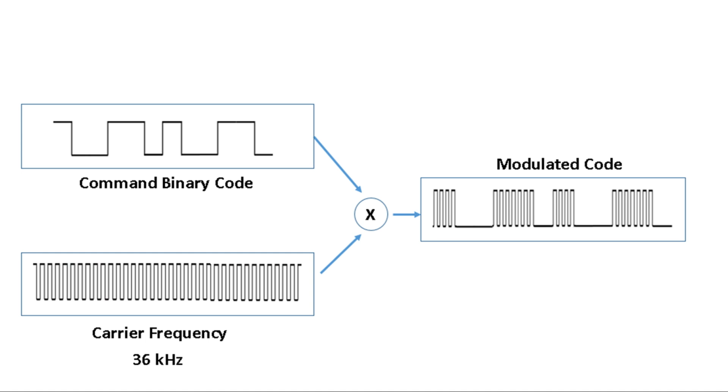So why is the binary code being modulated? Well, because sunlight includes infrared light that can interfere with the binary code. So modulation makes the infrared light signal more robust to sunlight interference.